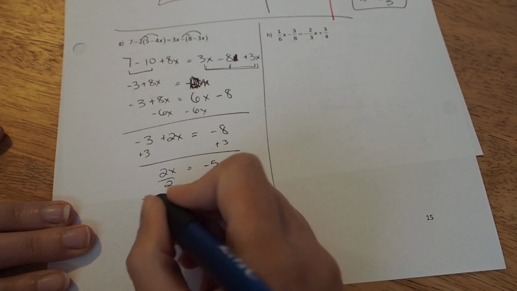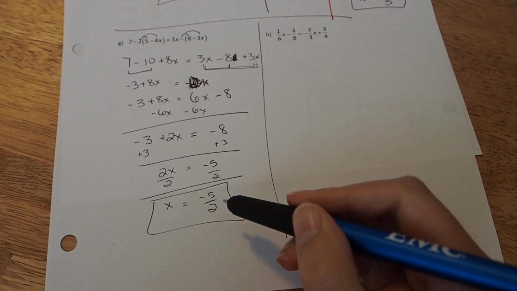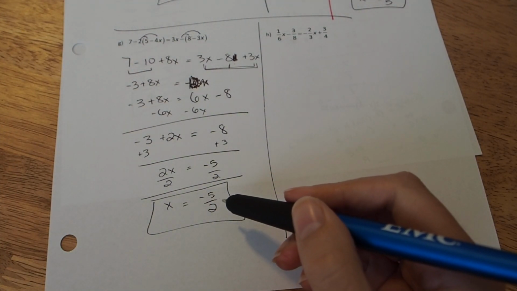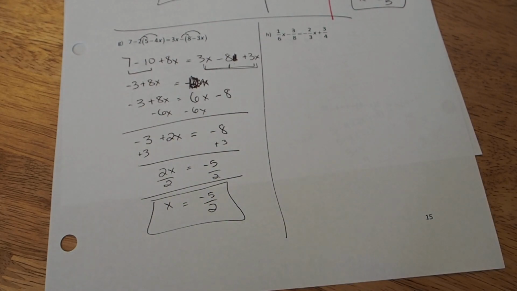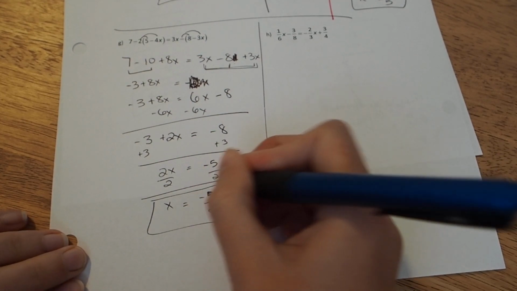If a number doesn't go in, keep it a fraction, and you always want to keep your fractions improper instead of converting them to either decimal or mixed number. So negative 5/2 is the answer there. Okay.